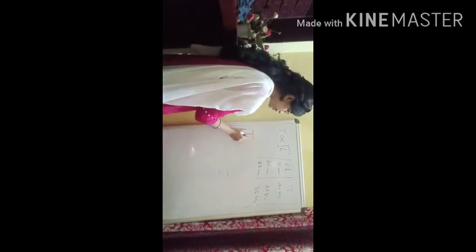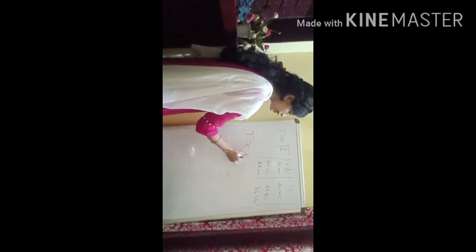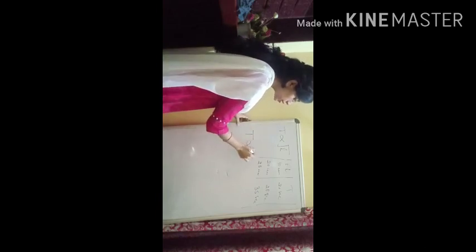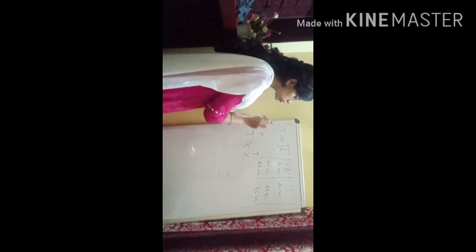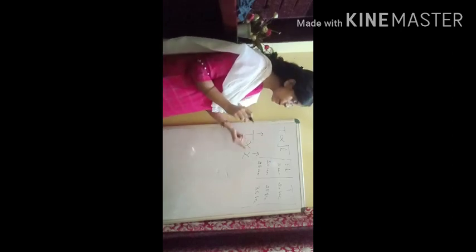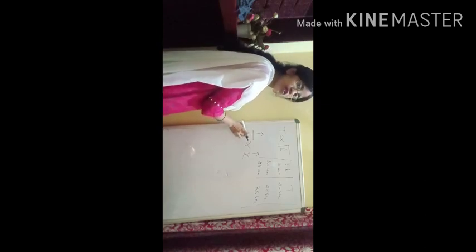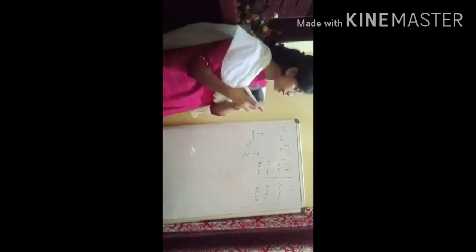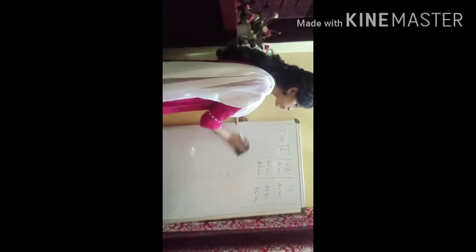If time period is proportional to anything, that means when this is increasing, time period will also increase. That's what directly proportional means. When this will increase, this will also increase. And there is a term inversely proportional.